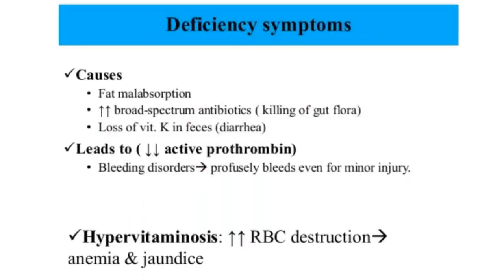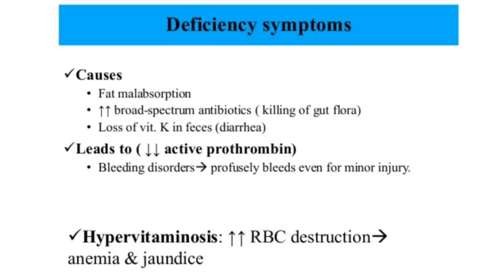Now coming to the deficiency symptoms. What are the causes of deficiency of vitamin K? First is fat malabsorption. Second is broad spectrum antibiotics. Increased use of broad spectrum antibiotics causes killing of gut flora, thereby resulting in deficiency of vitamin K. Third point is loss of vitamin K in feces in conditions like diarrhea.